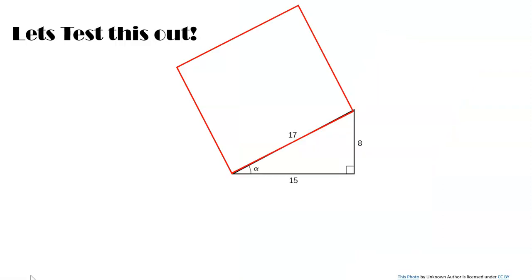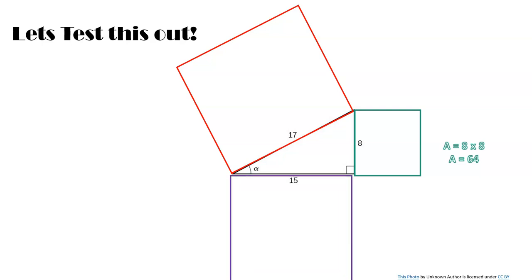Okay, let's test this out. So we have got our red square there. We've got a green square. Now, our green square, the area is 8 times 8, because we know the length of one side, and that's 8. Now, we've got our purple square here. The length of one side is 15, so we know it's 15 times 15. So the area of the green square is 64 units squared. The area of the purple square is 225 units squared.